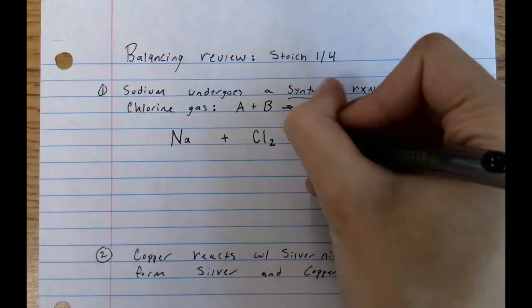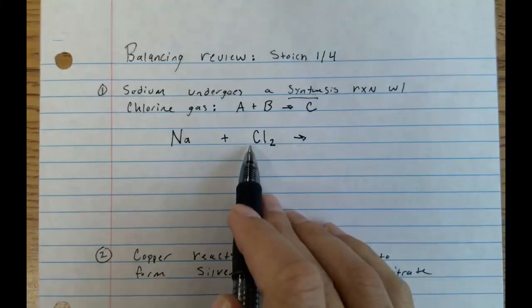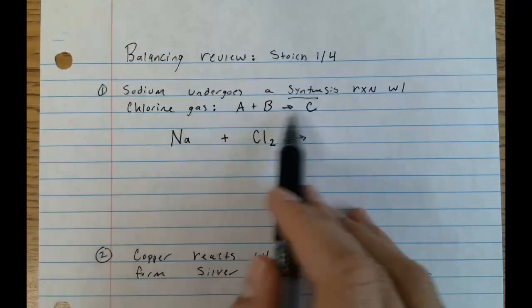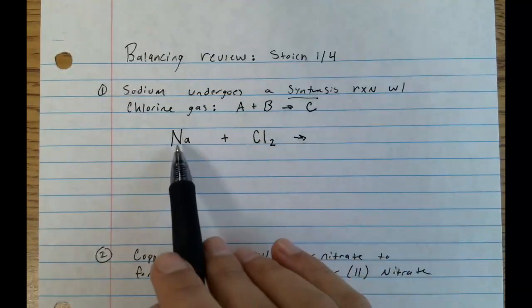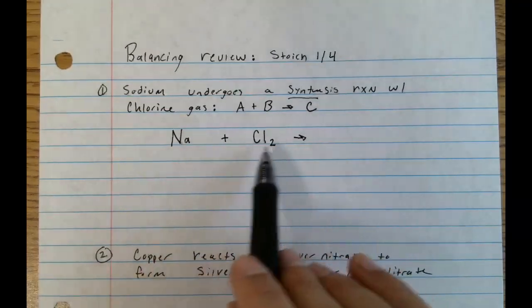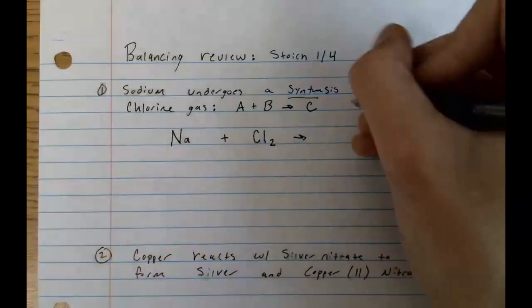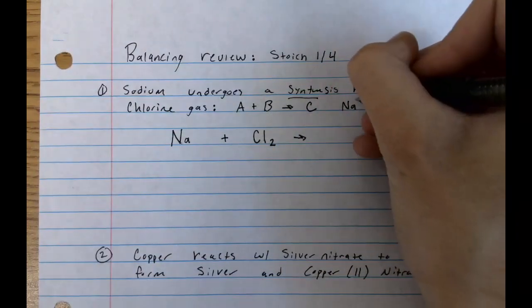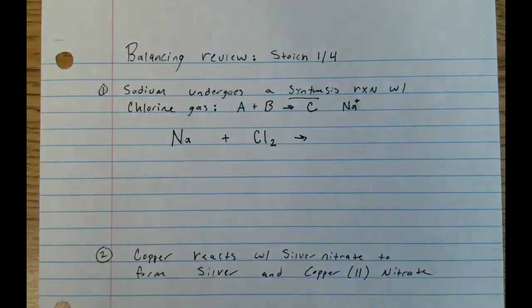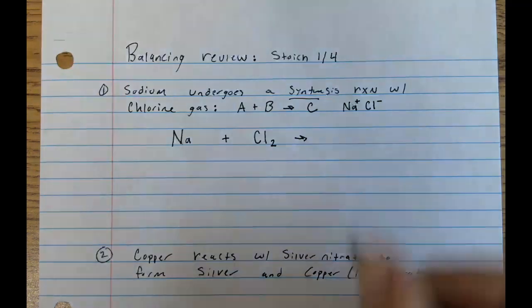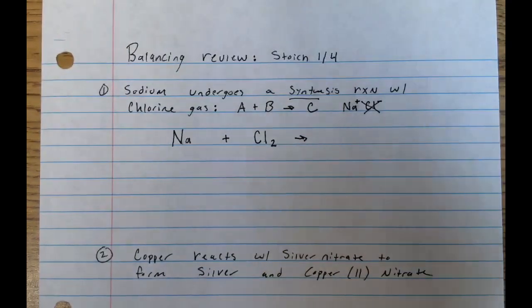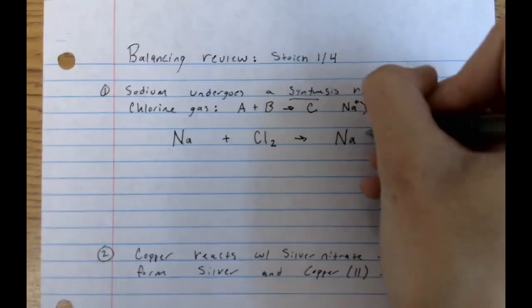So what's going to happen is these two atoms are going to come together to form a compound. So A and B are going to come together to form C. So to figure out what C is, you need to crisscross the charges of both of these atoms. So we know that Na is in group 1, so it has a charge of +1. Chlorine is a halogen, so it's in group 17, it has a charge of -1. So when you crisscross that, you get NaCl.